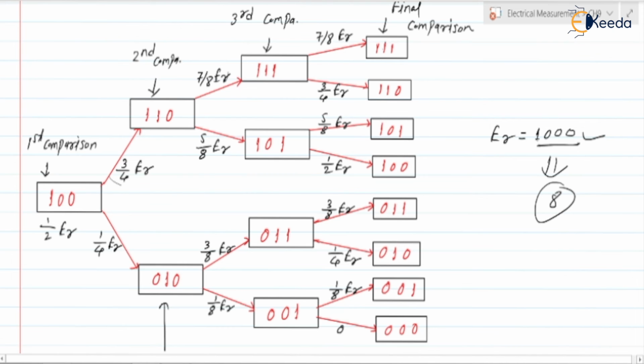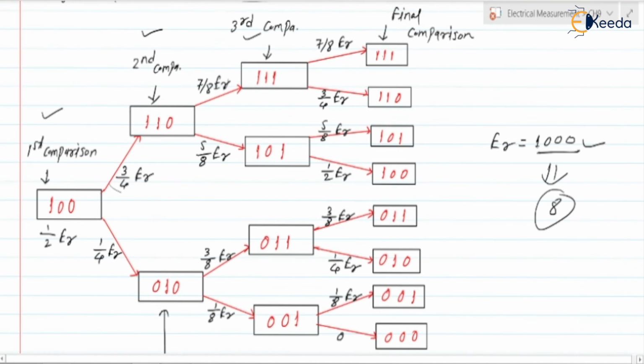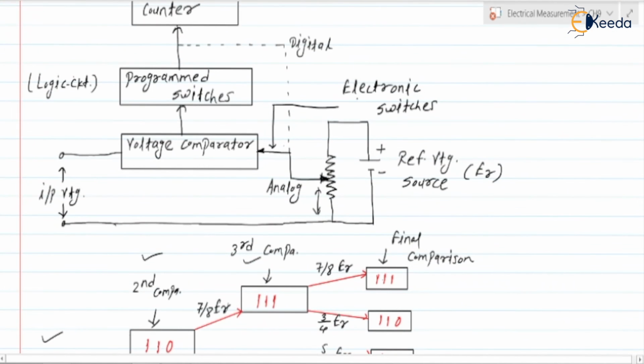how many comparisons do we require? We require 3 comparisons: one, second, and this is the third comparison. Are you getting the point? So in this way it proceeds. For a 3-bit number we require 3 comparisons. Similarly for a 4-bit number, how many comparisons do we require? We require 4 comparisons.